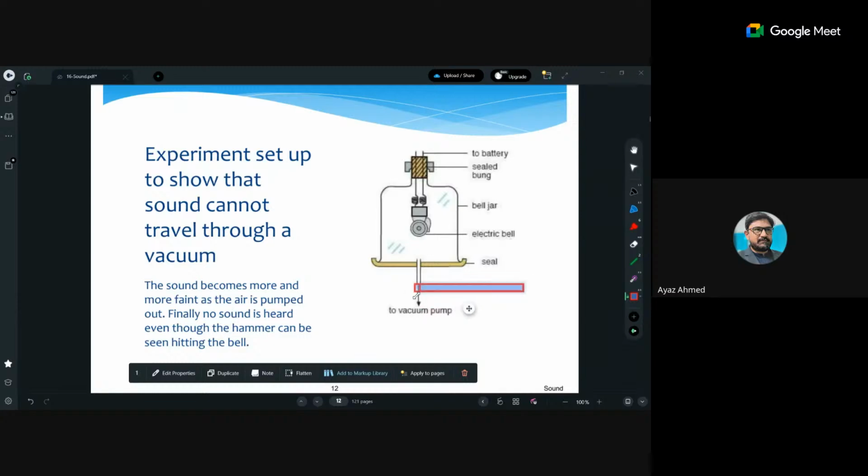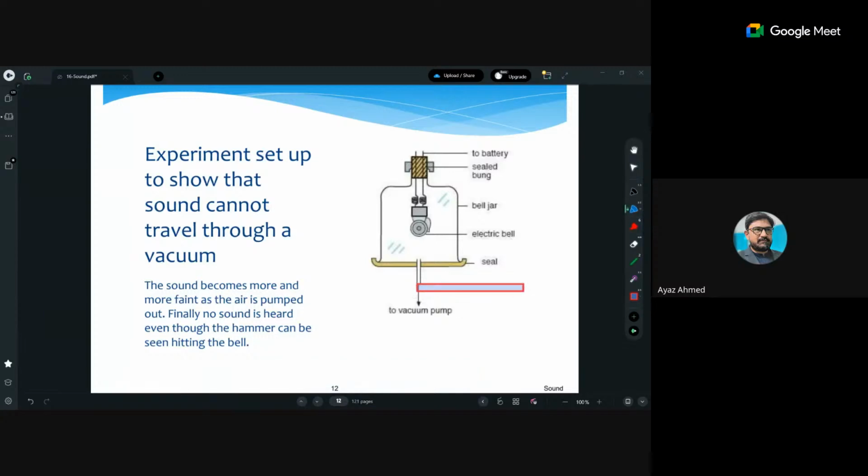Before evacuating the air, switch on the bell by connecting it with the battery, and you will see that it is hammering and the bell is ringing. When the bell rings, you can hear it. It means sound can propagate through air, that is gas, through solid, and so on. This is not a liquid experiment.